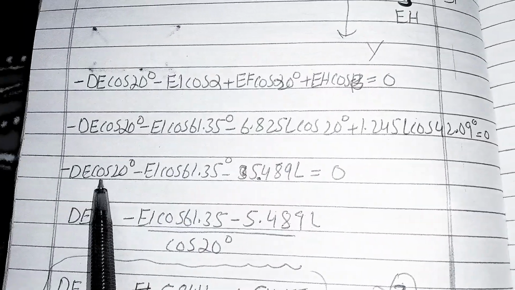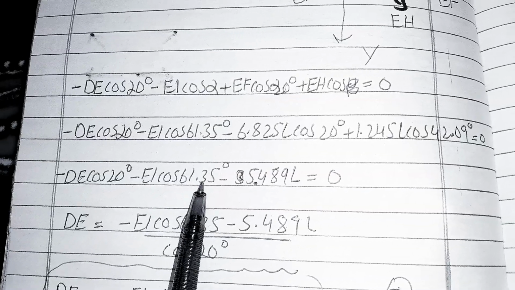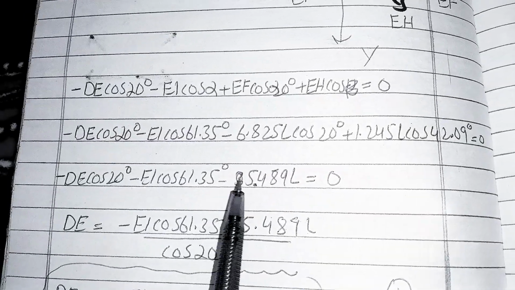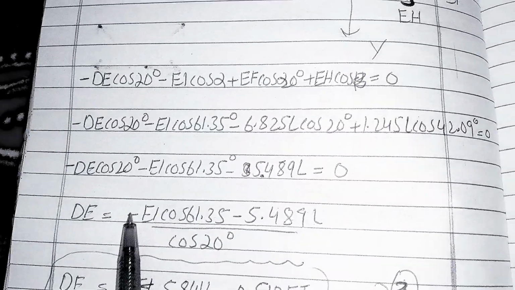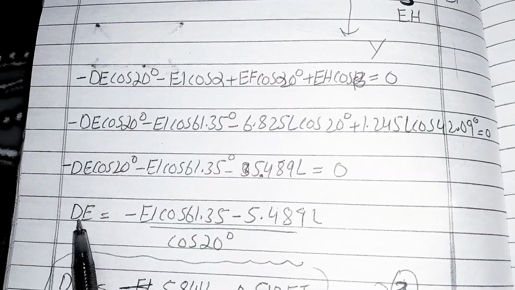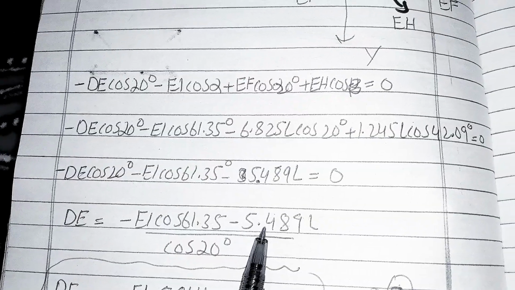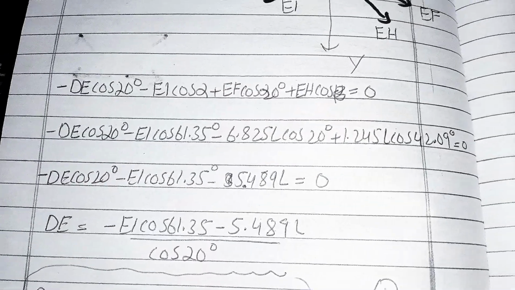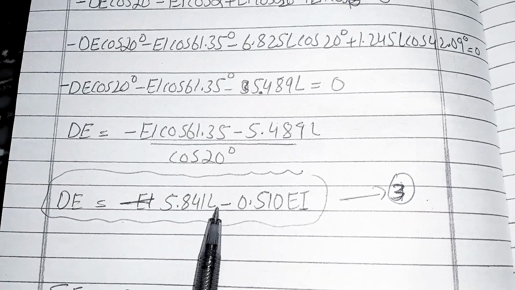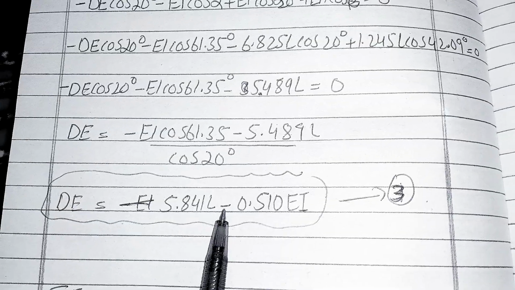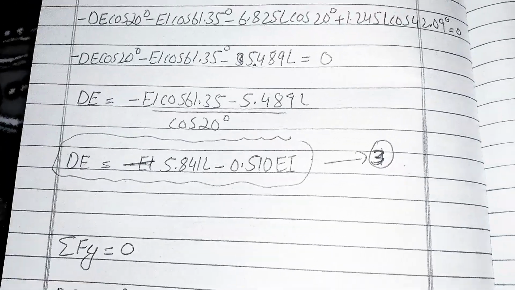So negative DE cos 20 degree, negative EI cos 61.35 degree, minus 5.489 L equal to 0. So I can make EI a function of DE, so DE will equal to negative EI cos 61.35 negative 5.489 L divided by cos 20 degree. So DE will equal to negative 5.841 L negative 0.510 EI. So let's say this is equation 3.